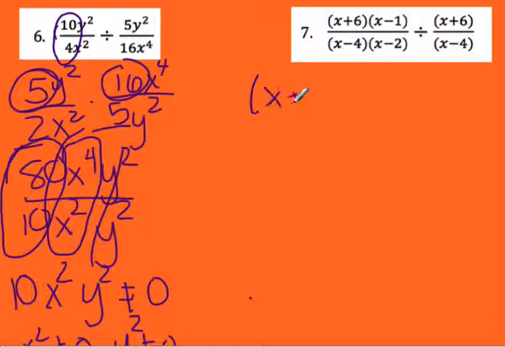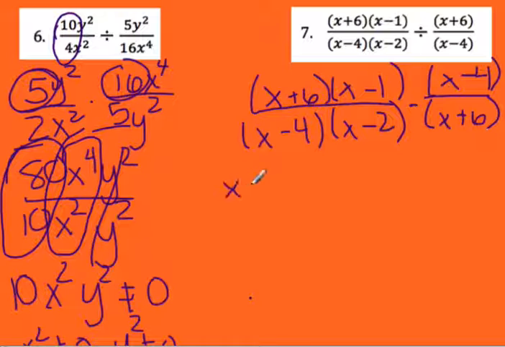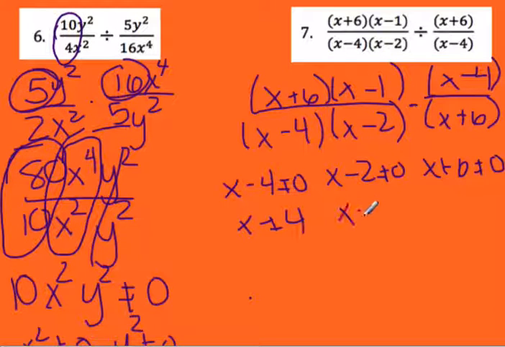So we have x plus 6, x minus 1, x minus 4, x minus 2. So now, since we're dividing that second fraction, we're going to flip it so that we multiply, like so. Okay, so before I cross anything out, I'm going to get my excluded values. So x minus 4 is not equal to 0, x minus 2 is not equal to 0, and lastly, x plus 6 is not equal to 0. So when you solve each of those, you get that x is not 4, x is not 2, x is not negative 6.